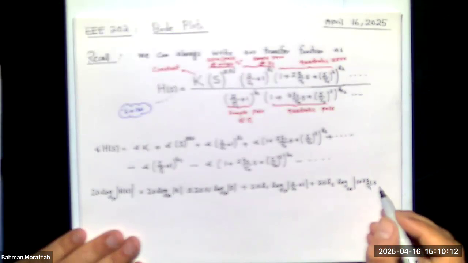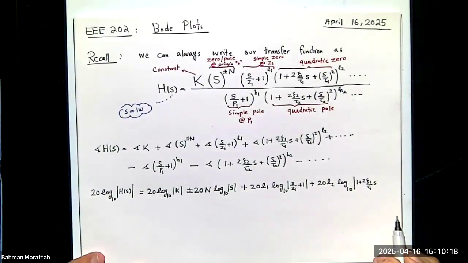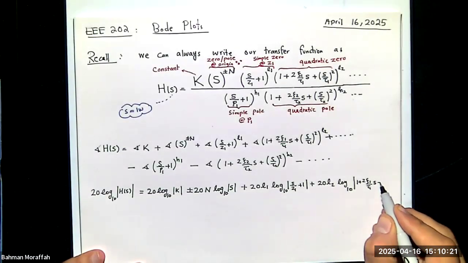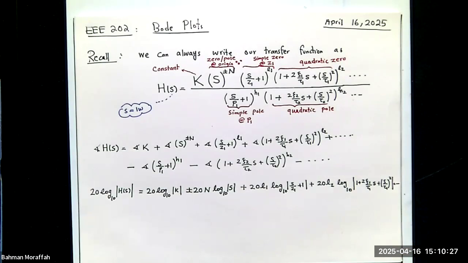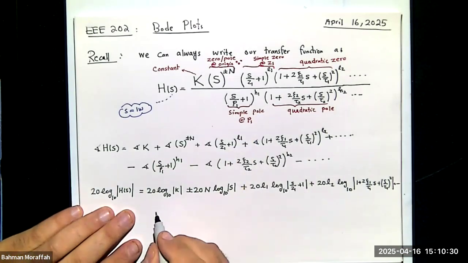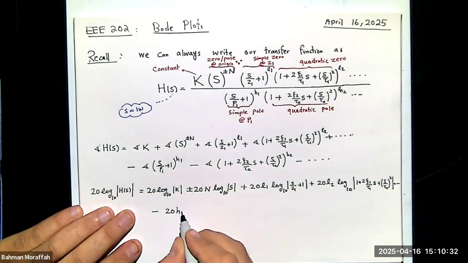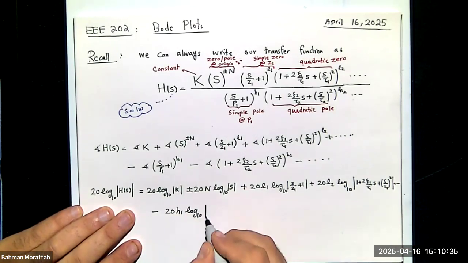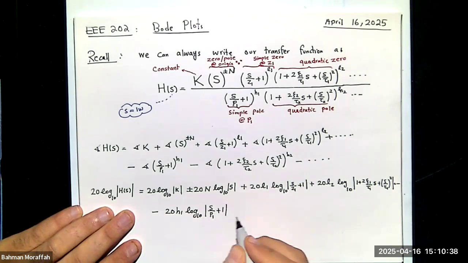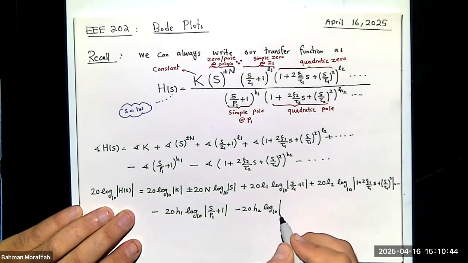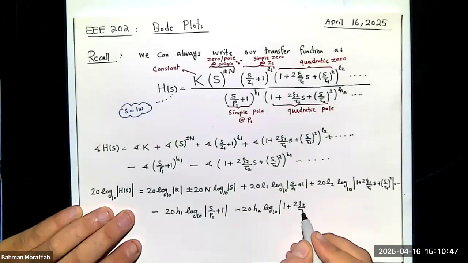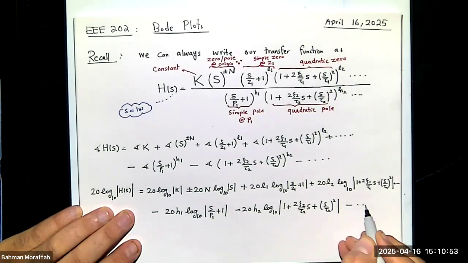Tau 1 plus S over tau 1 squared, plus other terms, minus 20 times H1 log 10 of the magnitude of S over P1 plus 1, minus 20 times H2 log 10 of the magnitude of this quadratic, right? And other terms.